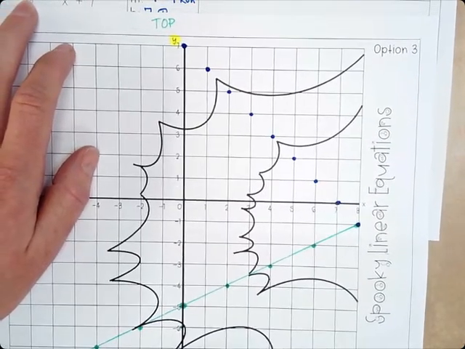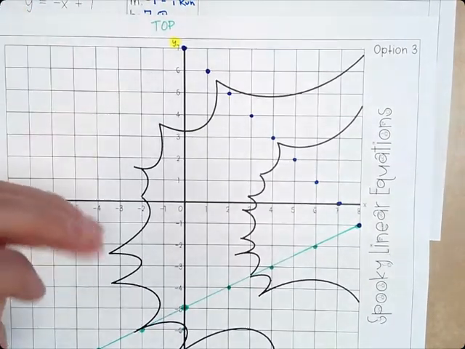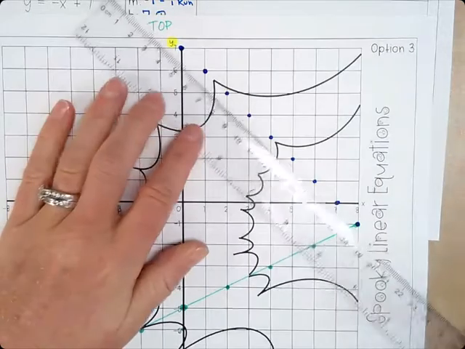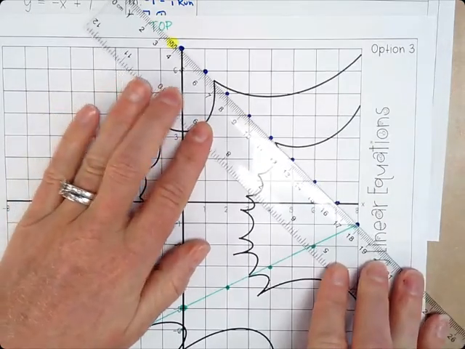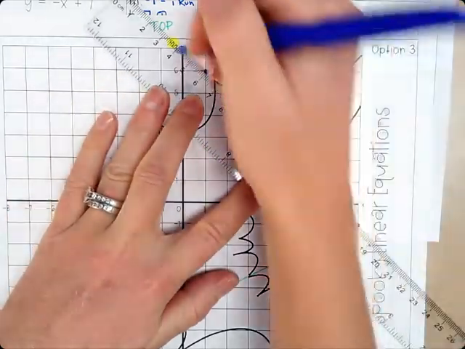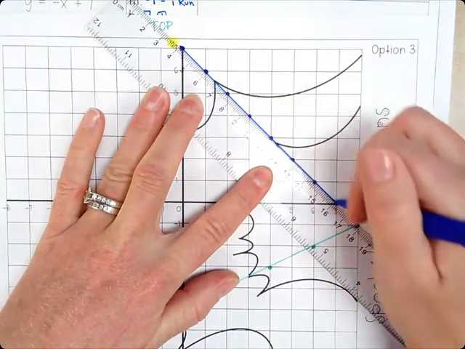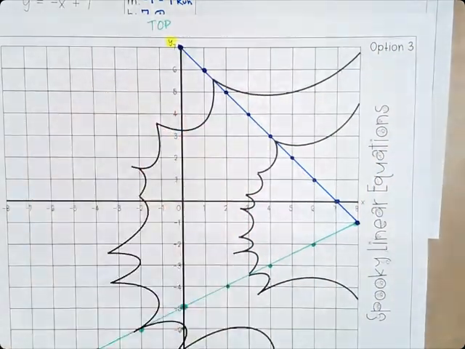And what do you notice about your lines? They intersect. That's right. So let's connect the dots to make this line. Remember, you're extending it all the way through. What does it look like? It looks like a spider web. Yeah, it looks like a spider web.